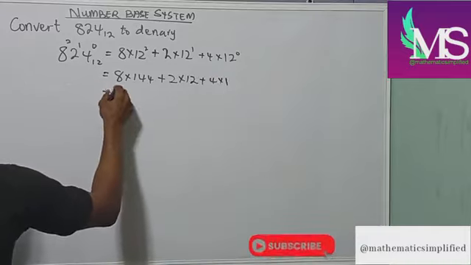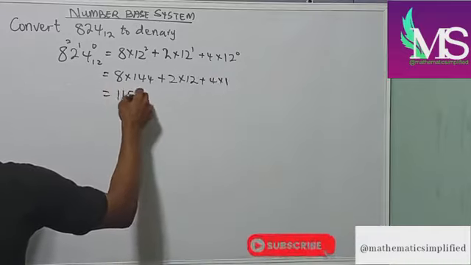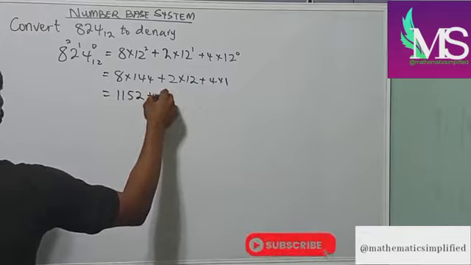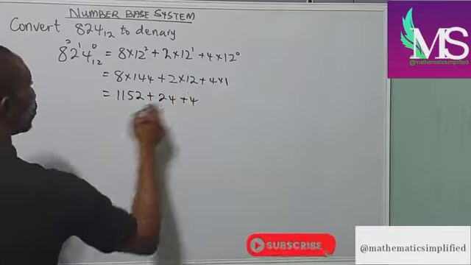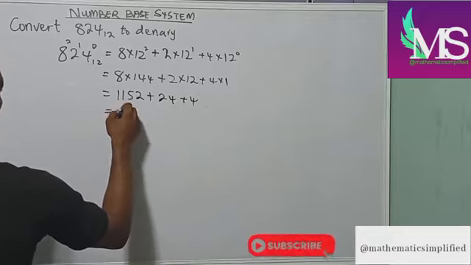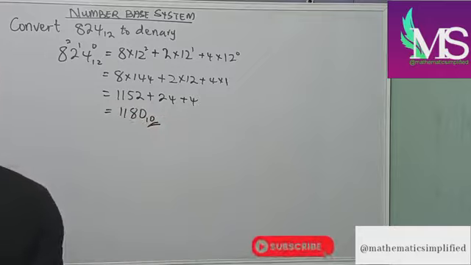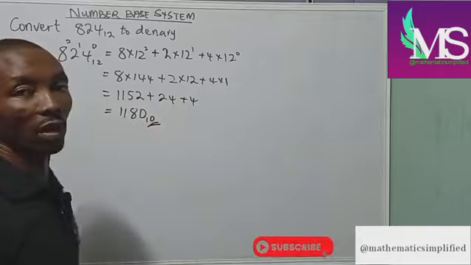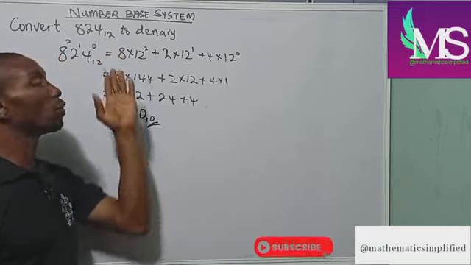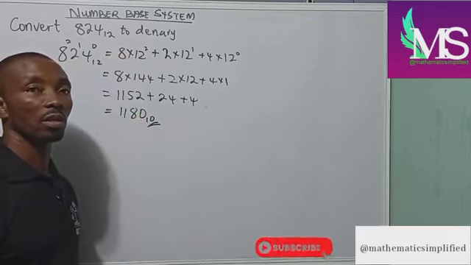Alright, so this gives us 1152 plus 24 plus 4, which eventually will give us 1180 base 10. Now, with this, we've converted our 824 to base 10.